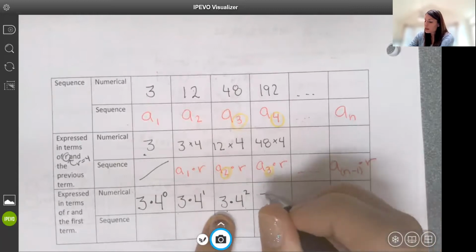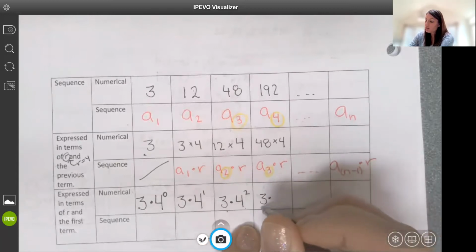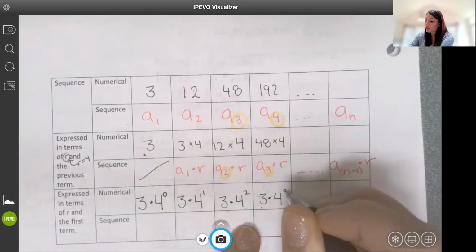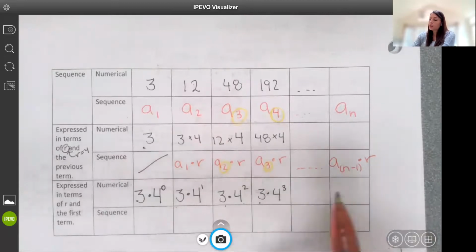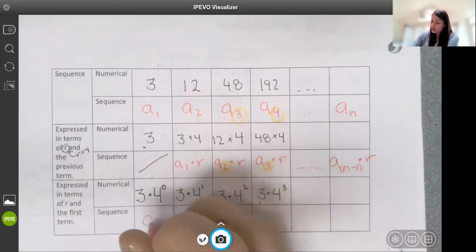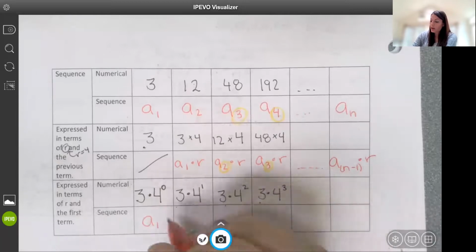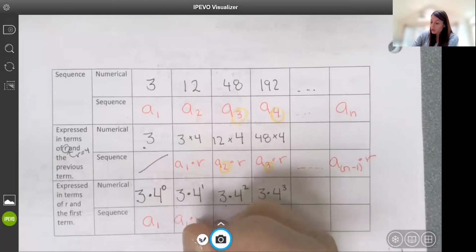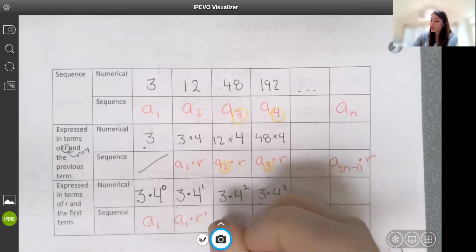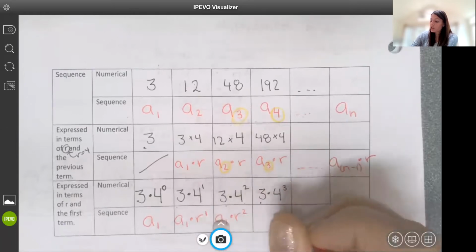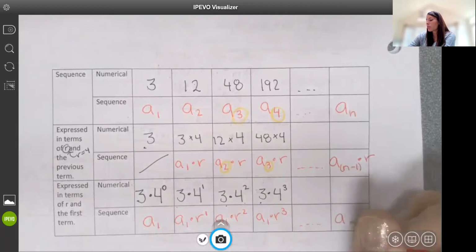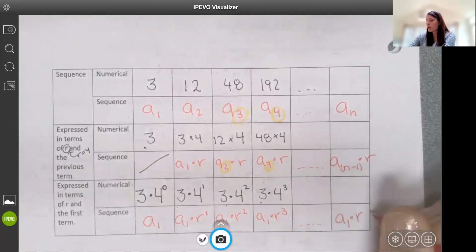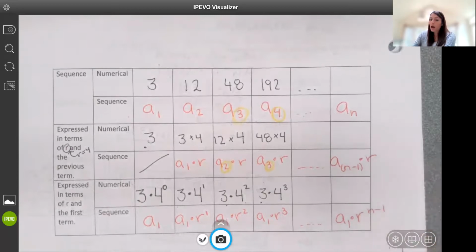And you may be able to guess that to express 192 in terms of the first term and my ratio, I have 4 cubed times my first term of 3. And so using our notation, this was my first term times my ratio to the first power. This was my first term times my ratio to the second power. First term times my ratio to the third power. And in fact, we can find any term by taking the first term and multiplying it by the ratio to the n minus 1 power.